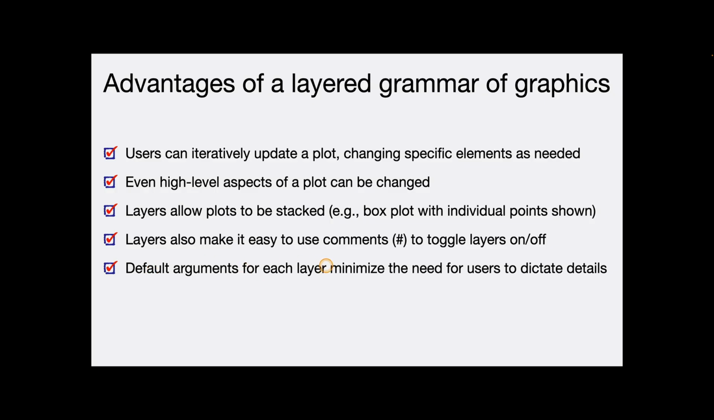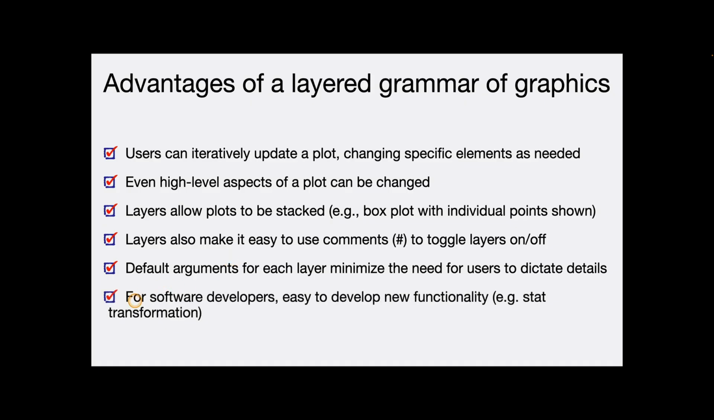Default arguments for each layer really minimize the need for you to dictate extensive amounts of details for the plot to actually appear. You'll notice that for my ggplot code, the lines didn't extend too far to the right. There weren't 8 to 10 parameters that I was specifying. There were 1 or 2, sometimes none, right? For themes, I just say the theme, open and close parentheses. So very, very few additional details need to be provided. Lots of default arguments that are already set.